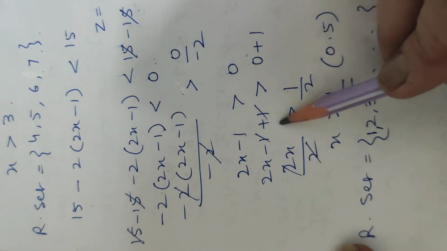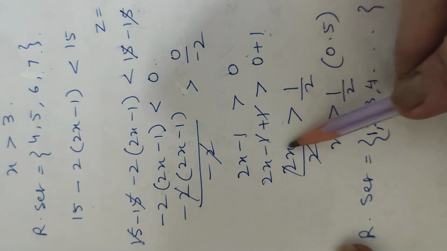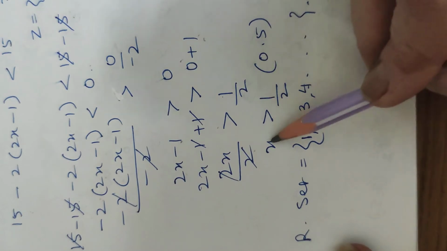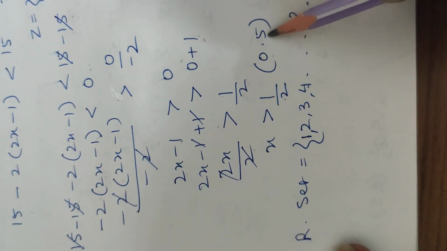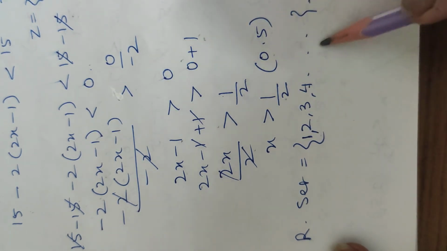2x minus 1 plus 1 is greater than 0 plus 1. I have to remove this minus 1, plus 1. 2x upon 2 is greater than 1 upon 2. X is greater than 1 upon 2, that is 0.5. So what will be the set? It should be greater than 0.5. So 1, 2, 3, 4 and so on.